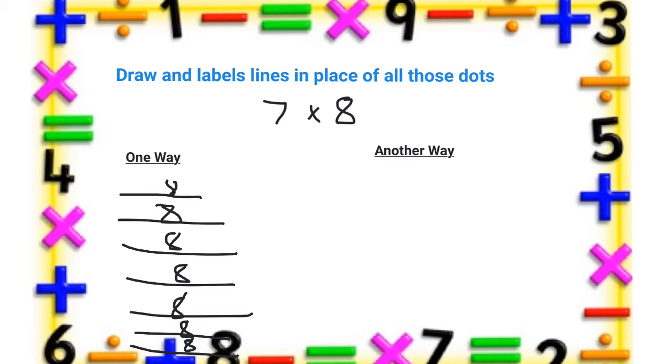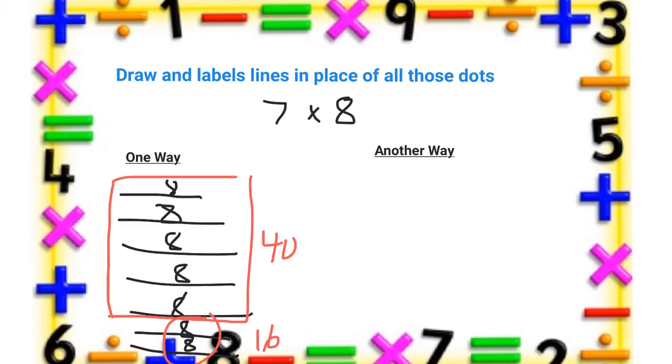Now, keep in mind to find a little shortcut to figure out the answer. You might recognize that 5 of these 8s would be 5 times 8, which is 40. And then you've got 2 more 8s, which is 16. And so 7 times 8 is 40 plus 16, which is 56.